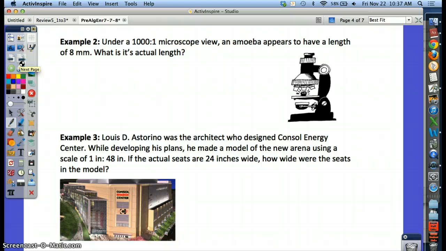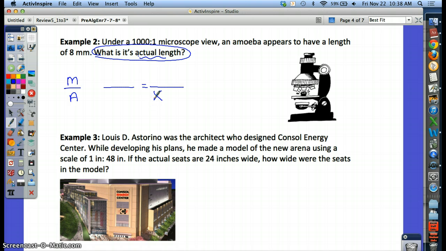Under 1,000:1 microscope view, an amoeba appears to have a length of 8 millimeters. What is the actual length? Again, I always like to set it up as model over actual. And I already know this is what I don't have. So when I set up my proportion, my x is going to be on the actual. It doesn't matter which one. I'm going to put it over here. So my actual is what I'm finding. This is going to be my x.